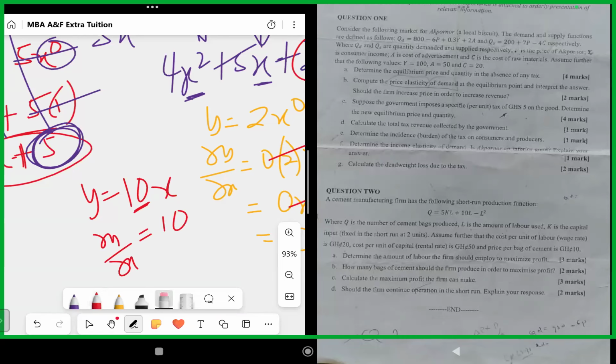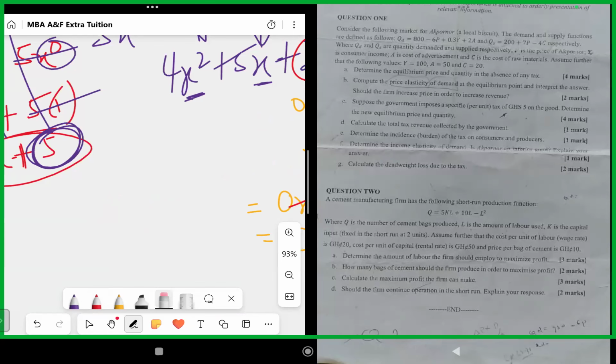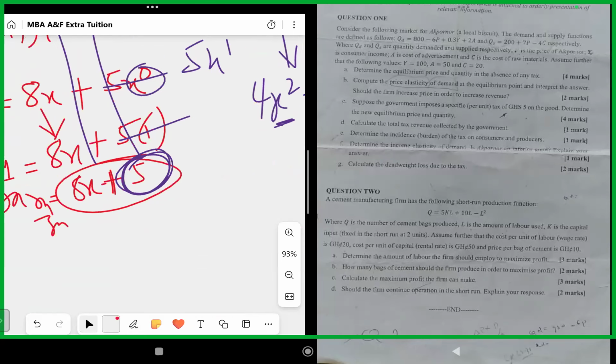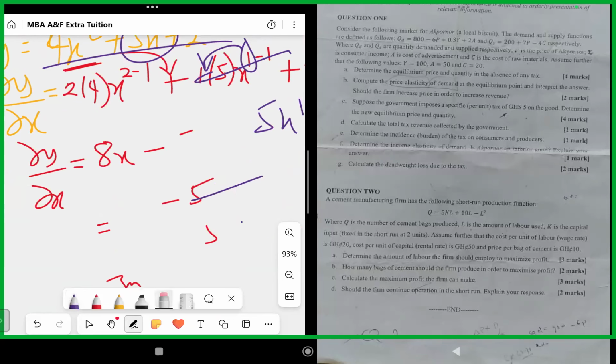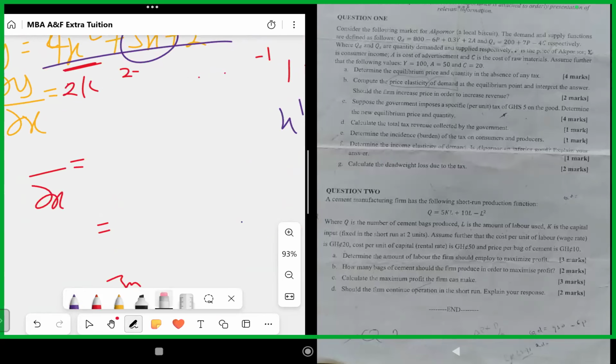Okay. So back to what we are doing. I think next time I'll create a space on the right hand side and do these rough works there. Then I'll come back and we'll continue.